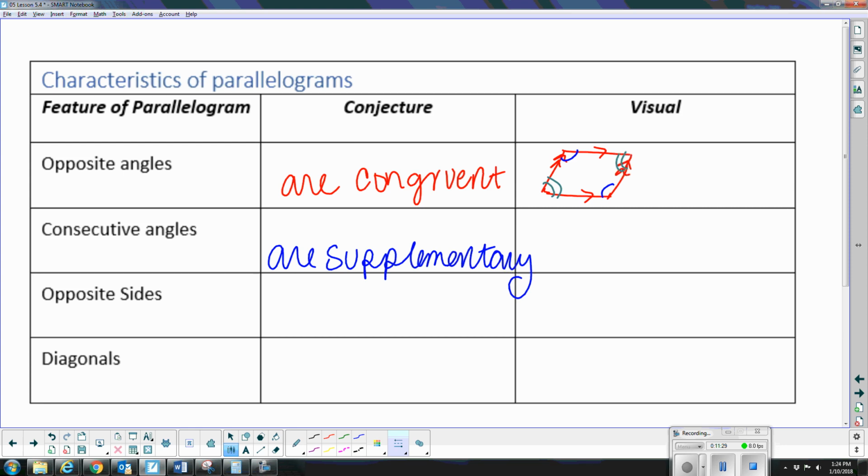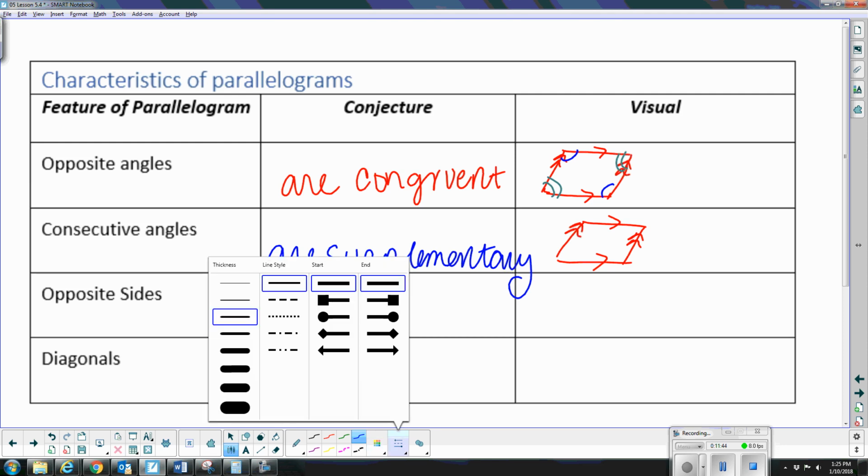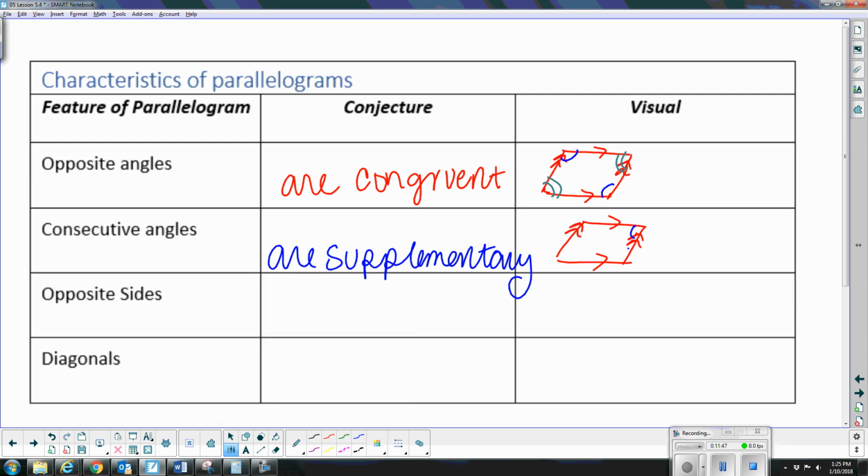So if you think of your visual, here's your parallelogram. Here's one set of consecutive angles. Those two consecutive angles are supplementary.